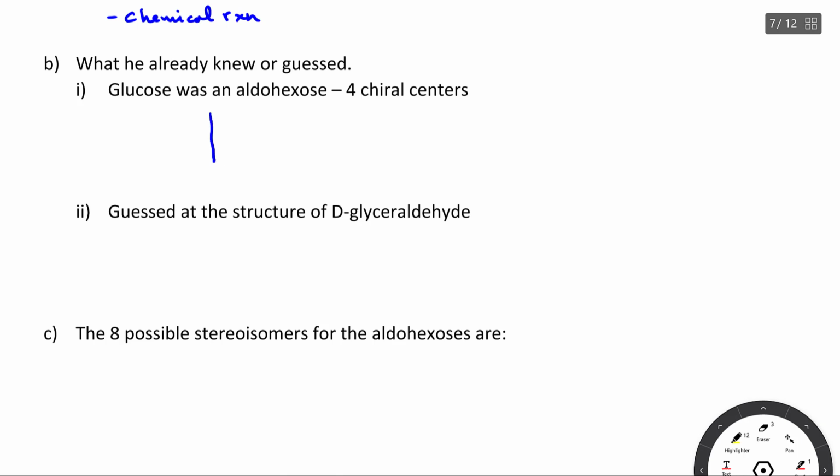All right. So he knew 4 chiral centers because if it's an aldehyde, and you have aldehyde at the top and a CH2OH at the bottom, there'll be 4 centers which are asymmetric in the middle. So that would give you your aldohexose. If it was a ketohexose, he would have known that it had 3 centers. And so the important part about 4 chiral centers is that means there's a total of 16 isomers.